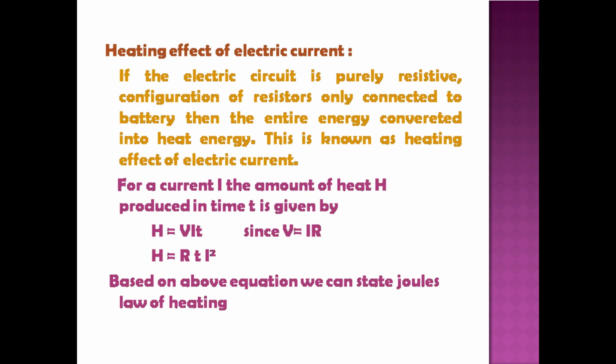Heating effect of electric current. If the electric circuit is purely resistive, a configuration of resistors only connected to the battery, then the entire energy is converted into heat energy. This is known as the heating effect of electric current. For a current I, the amount of heat H produced in time t is given by H is equal to V into I into t. If we write V is equal to I into R, the formula becomes H is equal to I square into R into t.